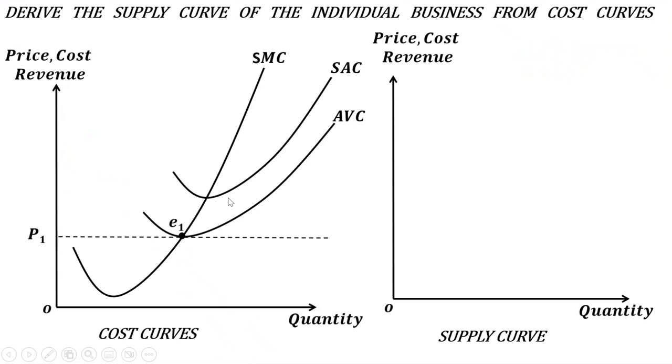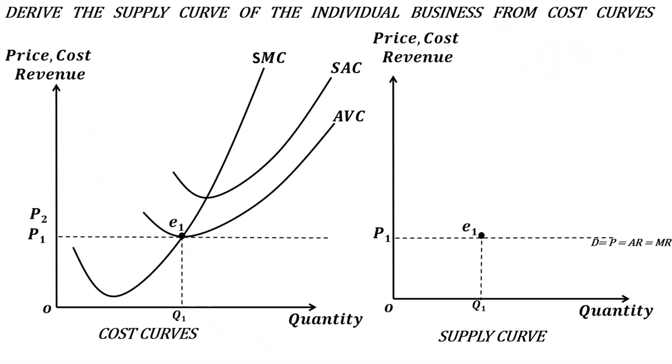Now, let's look at the supply curve. At price P1, the quantity supplied on the market is Q1. The output level of production is Q1. We plot over and we plot the output level Q1, equilibrium point E1, on the supply curve. As the price increases, the firm will increase its level of output or production to increase its profits. The firm therefore wants to produce more.